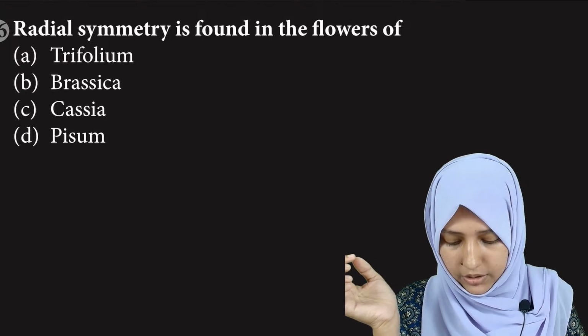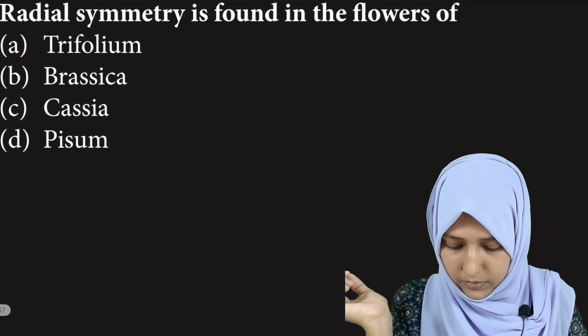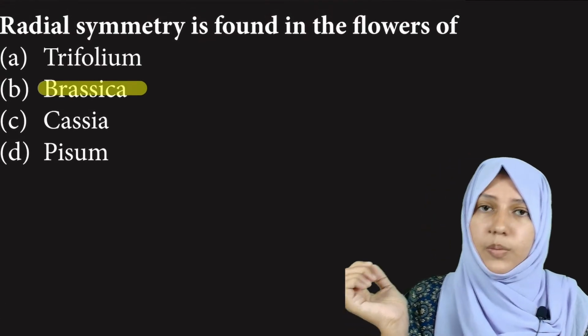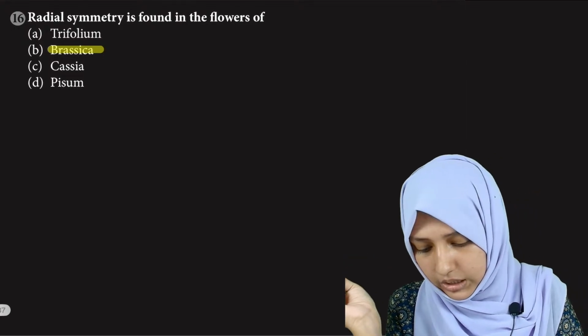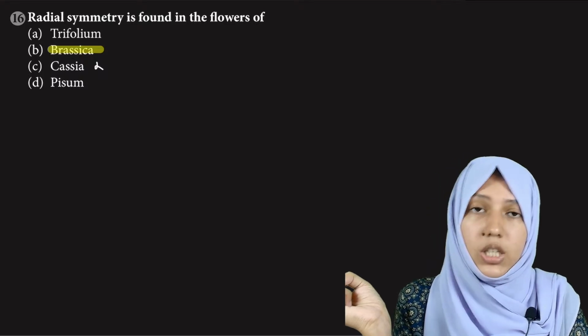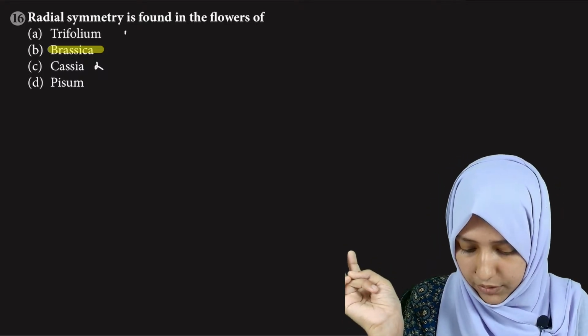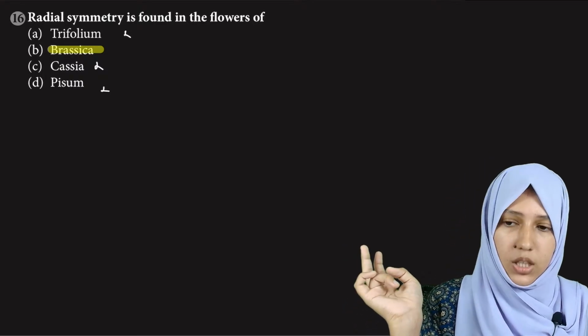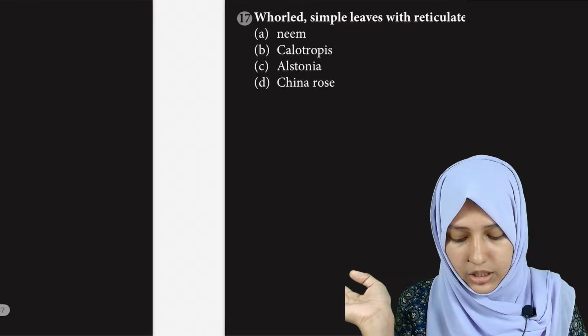Radial symmetry is found in the flowers of brassica, which means mustard. In cassia it is zygomorphic, which means bilaterally symmetrical. Trifolium is lily, and pisum is fabaceae. So it is mustard, brassica. Clear? Radial symmetry in brassica.